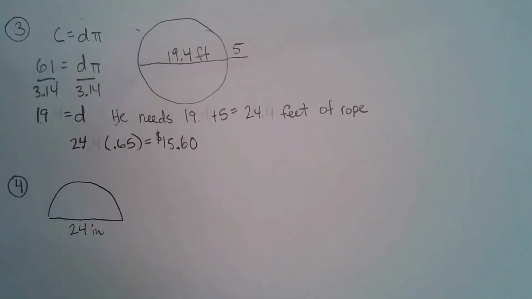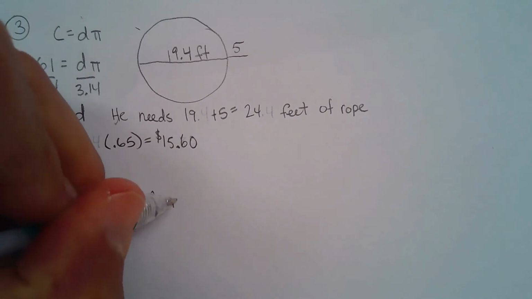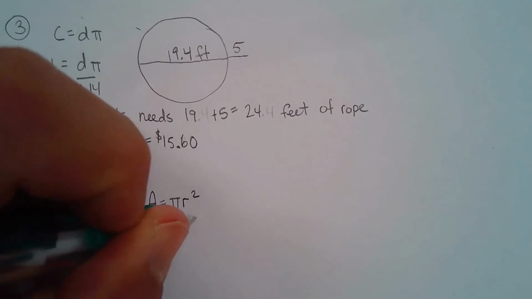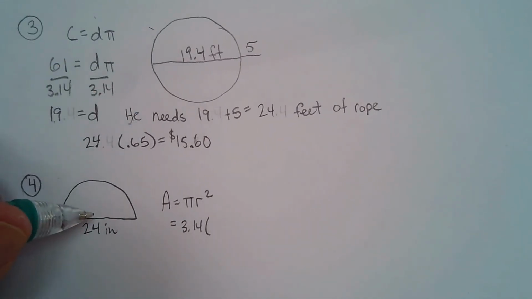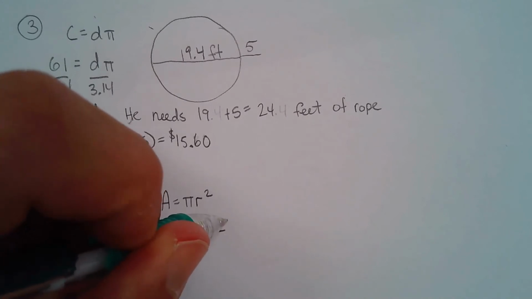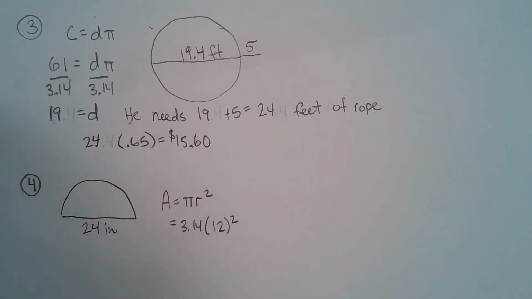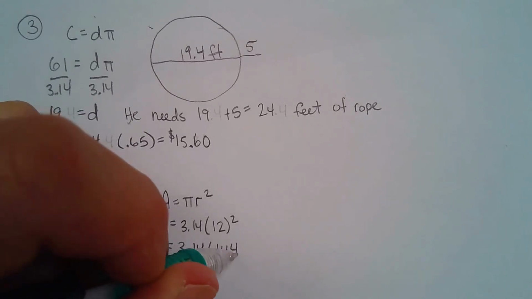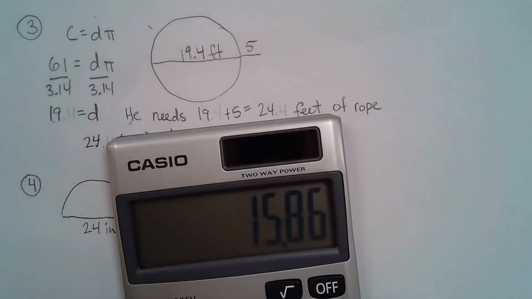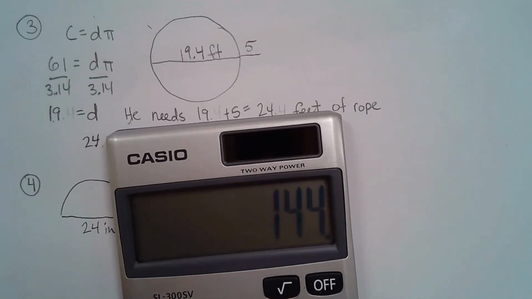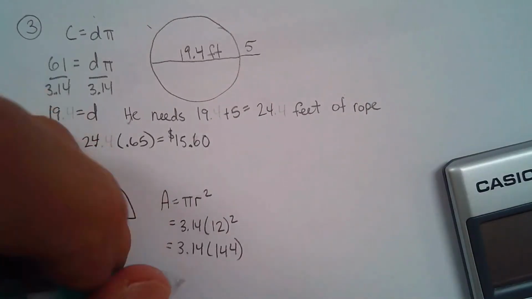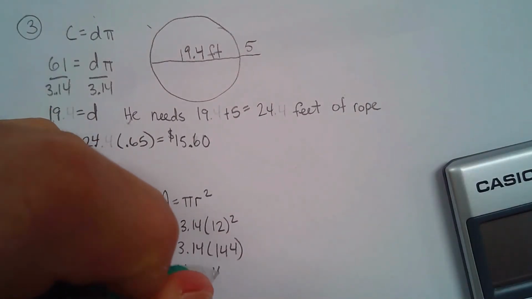We need to remember that the area formula is pi times the radius squared. So that would be 3.14 times the radius. The radius is half that diameter, so it's going to be 12, squared. That would be 3.14 times 144. 3.14 times 144 is 452.16.